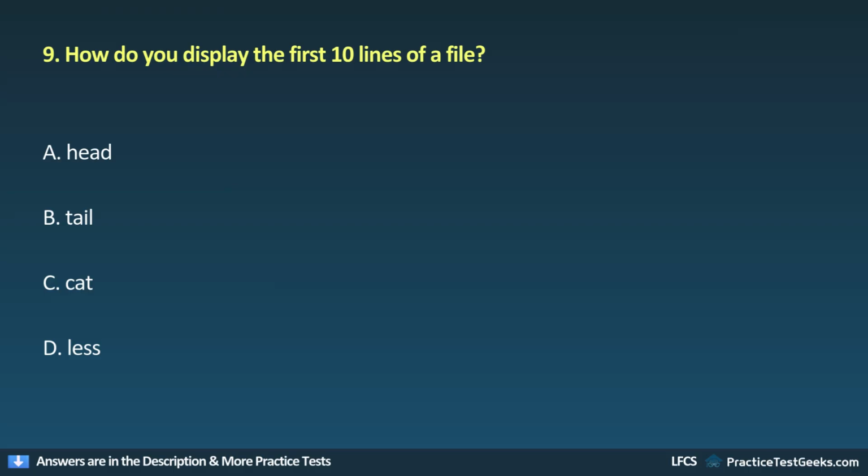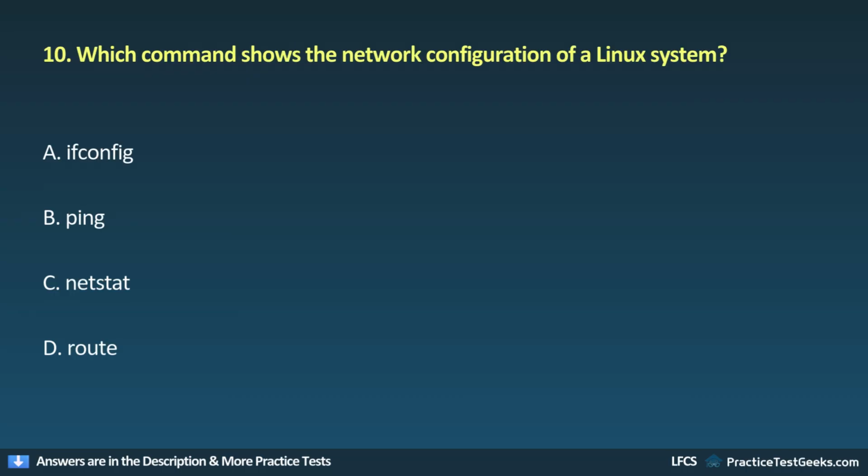A. head. B. tail. C. cat. D. less. 10. Which command shows the network configuration of a Linux system?